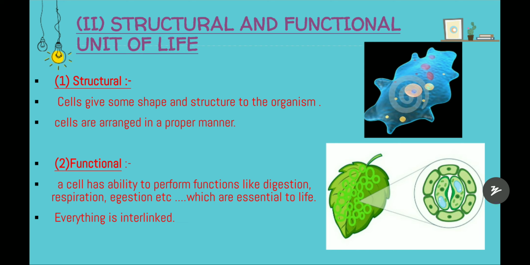Here I took an example of a leaf. In a leaf you have many cells. Each and every cell performs a particular function. Here, all these cells combine and give a shape to the leaf, and through that shape, the sunlight or water or whatever is essential for the photosynthesis process will be available because of the cells, right? So that's why cell is the structural and functional unit of life.